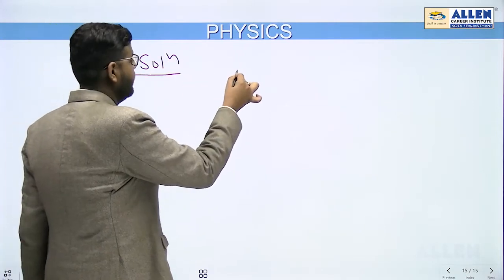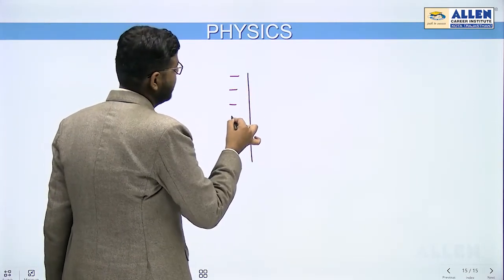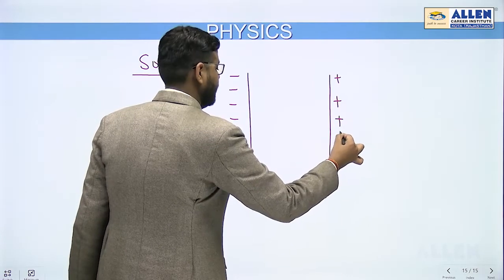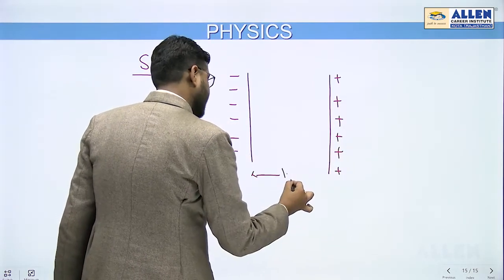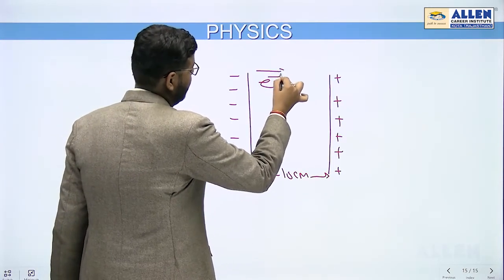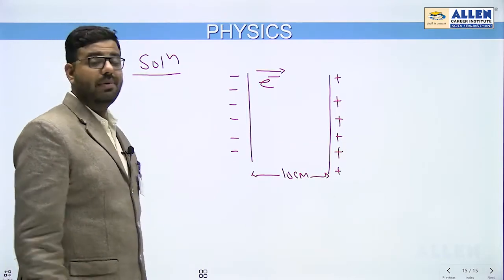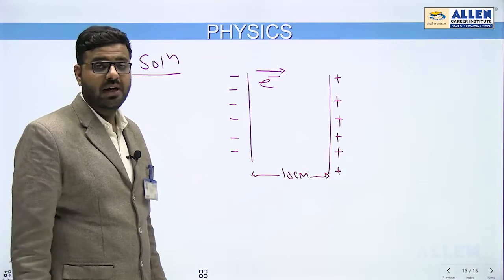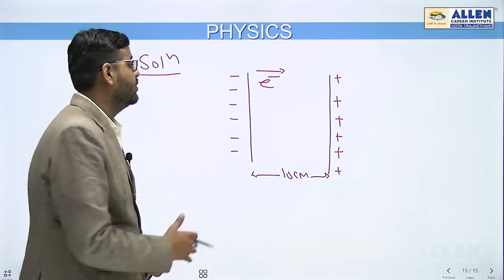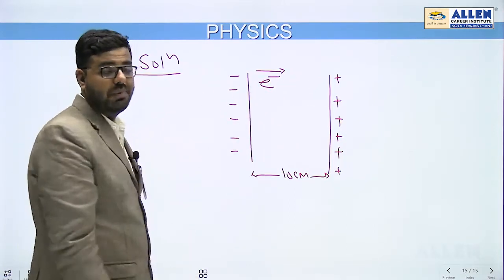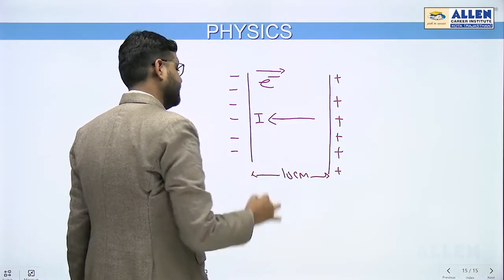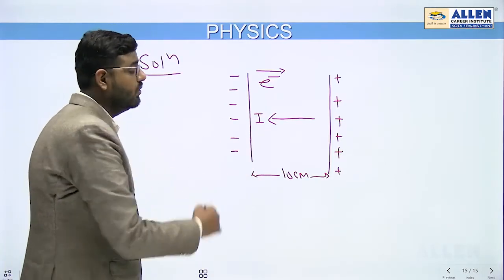So here we have 2 plates, one negatively charged and one positively charged. The distance between the plates is also given, that is 10 centimeter, and an electron is released from the negative plate. Now if I talk about the direction of current, or you can say the conventional direction of current, we take the direction of current opposite to the direction in which the electron moves. So since the electron is moving towards the positive plate, or you can say left to right, the direction of current would be like this. So this is the direction of current, that is positive to negative.